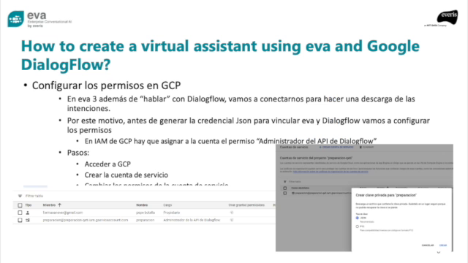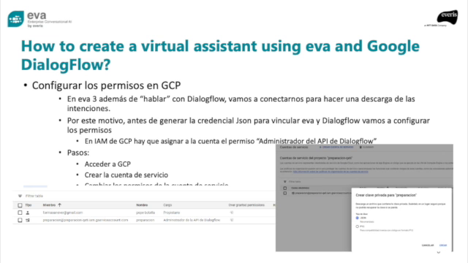Once the bot has been created in Dialogflow, you will proceed to set up the permissions and access credentials that EVA will use to link the assistant with the Dialogflow assistant. To do this, you must access the administration console of GCP, to the administration of the IAM of the project associated with the Dialogflow bot.